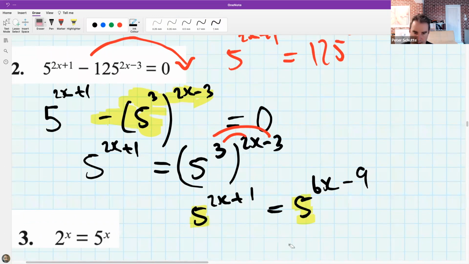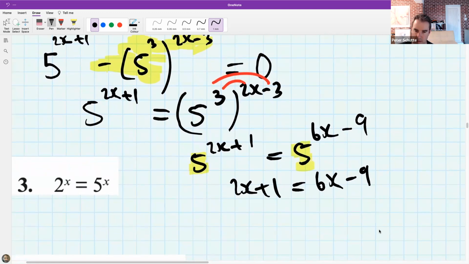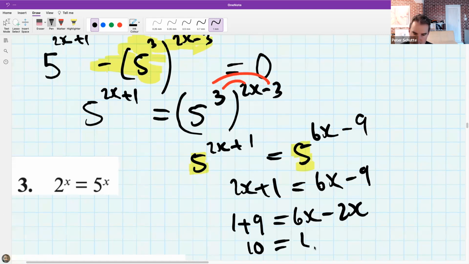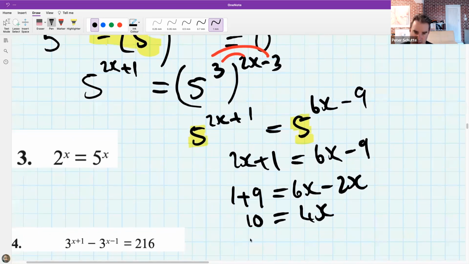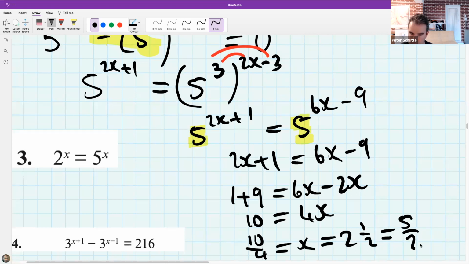So the bases are the same. So we get 2x plus 1 equals 6x minus 9. Which then means we get 1 plus 9 equals 6x minus 2x. 10 equals 4x. And 10 over 4 is x, or x is 2.5. Or 5 over 2.